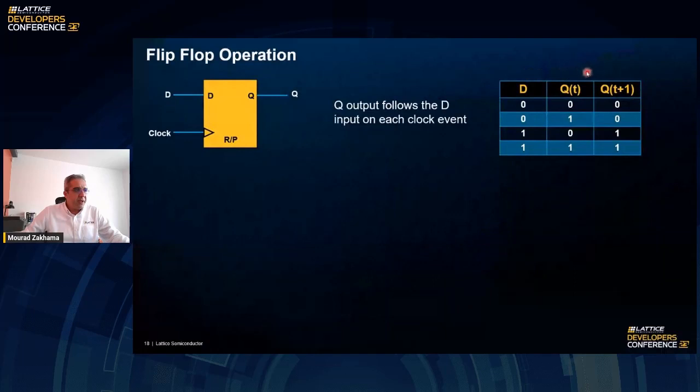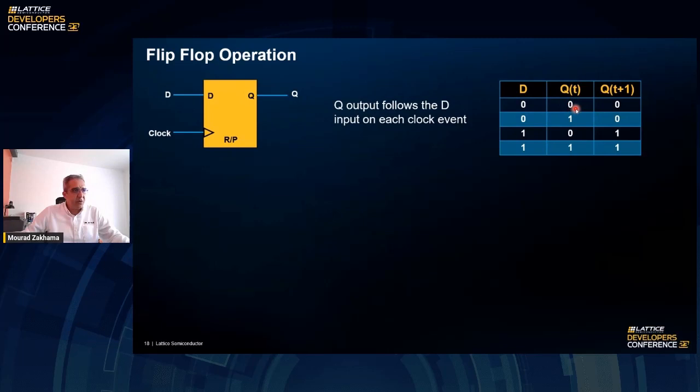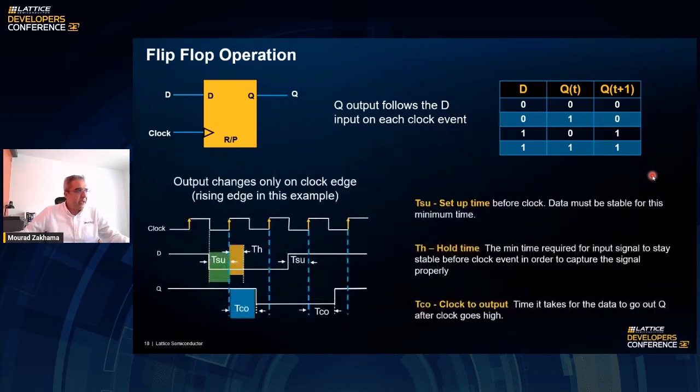So the Q output at time T and Q output at time T plus 1. T plus 1 is after the clock edge. So if you have a 0 in the D input and 0 at time T in the Q output, then after the clock it will stay at 0. But if you have a time T Q output as a 1 and you have a 0 in the input D, then the output will be changing to 0 after the clock. So that's kind of how the operation of this flip-flop is.